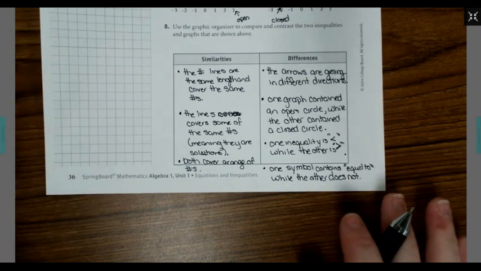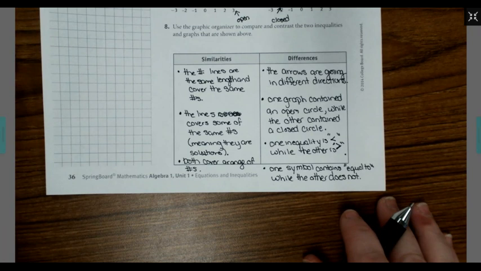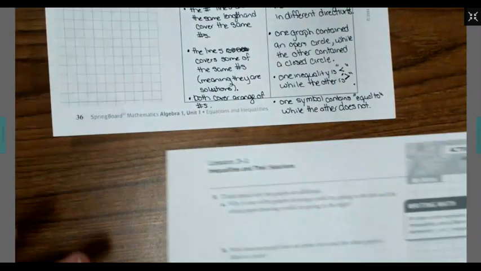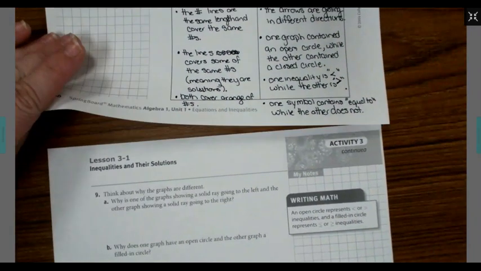Now, these are not the only ones. You possibly could have come up with more. You might not have come up with all of them, okay? But these are some of the key features that we should have pegged, okay? Let's move on to question number 9. I'm going to move this up just a little bit. Make sure you have a little bit of extra time to write that up, okay?